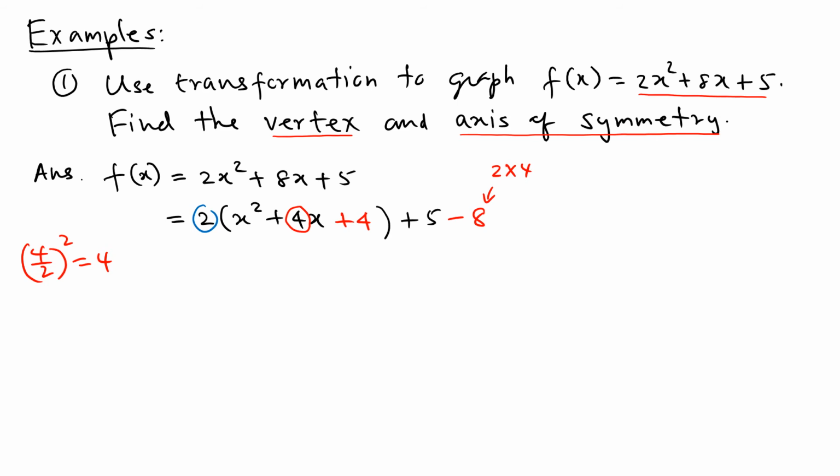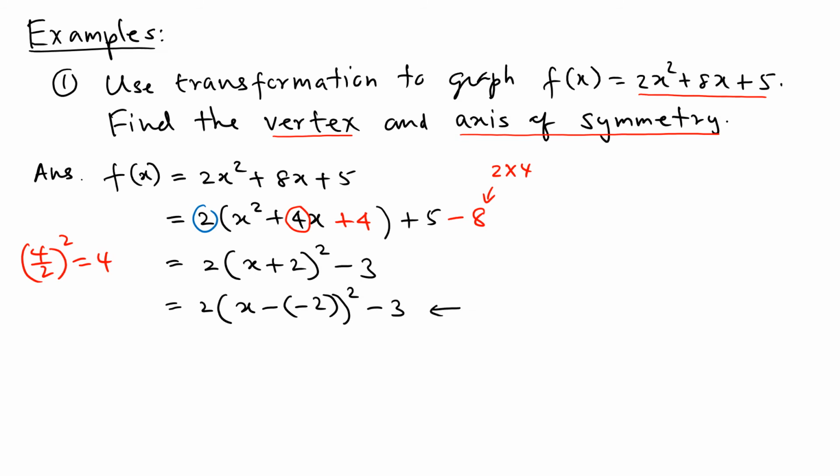Okay, now we're going to simplify. If you simplify you get 2 times the special square here, which is x plus half of the coefficient of x, which is 2, squared, minus, if you simplify, you get minus 3. So that's what you get. This is standard form, but you can write this one with a negative sign: 2 times x minus negative 2, squared, minus 3. And that's the standard form.